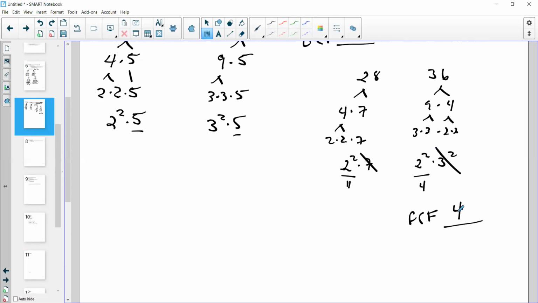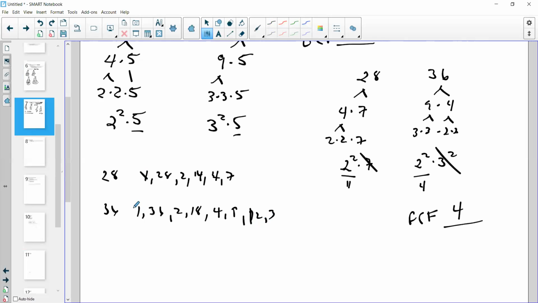You certainly could list these out and then look for what they have in common, which sometimes is a little tedious. For 28, you could list them out. You could say 1 and 28 and 2 and 14 and 4 and 7. And then you should end with those. For 36, you would say 1 and 36 and 2 and 18 and 4 and 9. And what am I missing? 12 and 3.